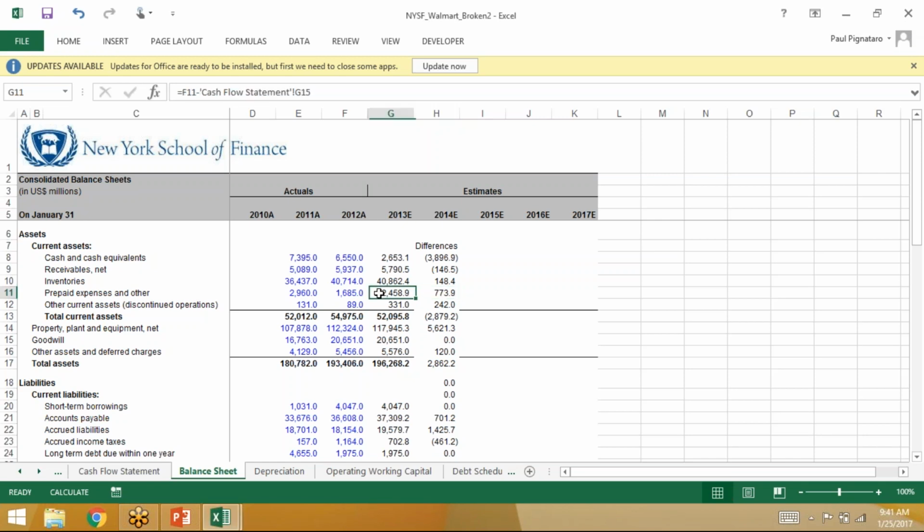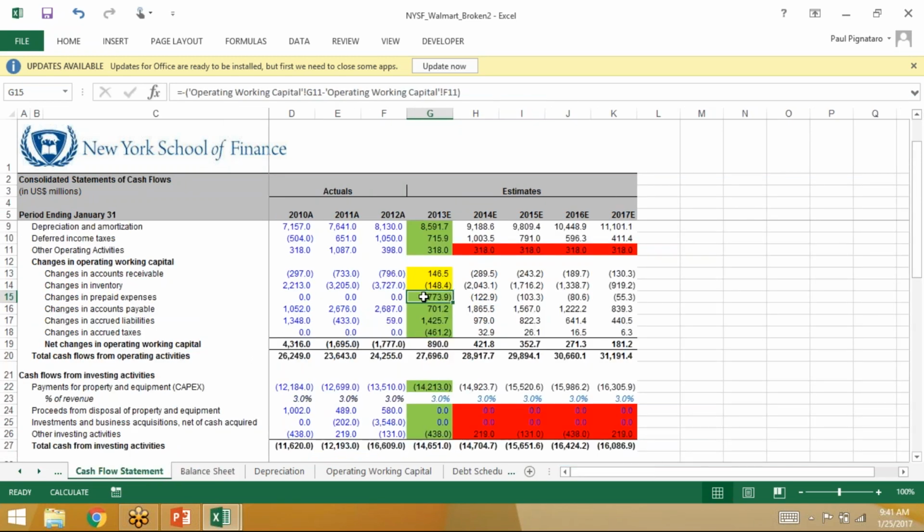So we're now at prepaid expenses, and we have prepaid expenses going up by 773.9. So what should we see in the cash flow statement to match? Opposite. We should see minus 773.9 in changes in prepaid expenses. And do we? We do. So that is looking good.